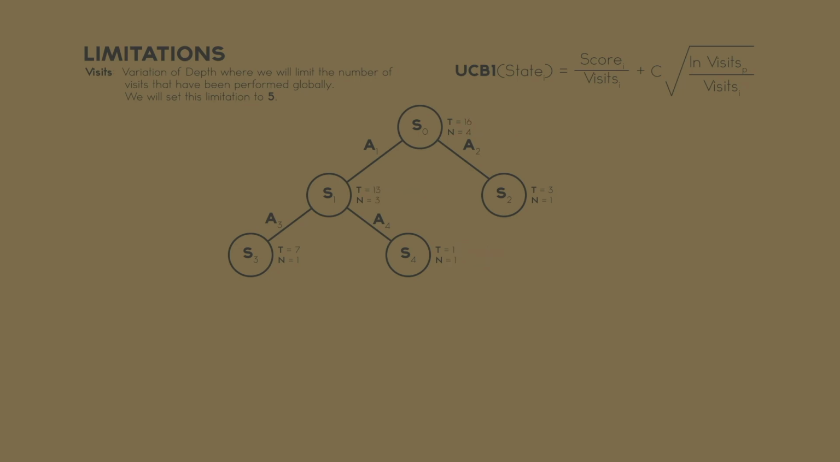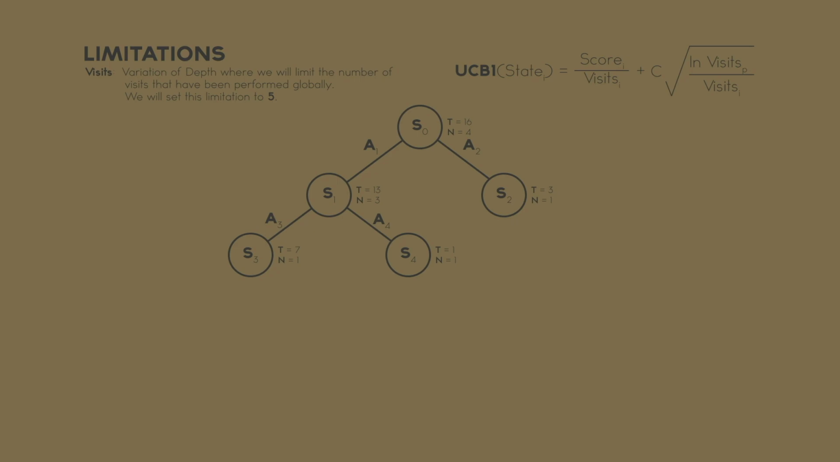Tree traversal occurs and a UCB check is performed for nodes S1 and S2, which result in 5.6928 and 5.3548 respectively. S1 is chosen. S1 is not a leaf node, so tree traversal occurs again. UCB scores are checked for nodes S3 and S4, which results in 9.0962 and 3.0962, respectively. S3 is chosen. S3 is a leaf node.